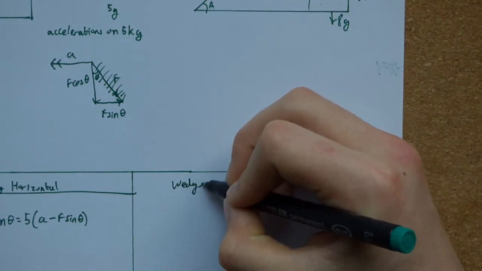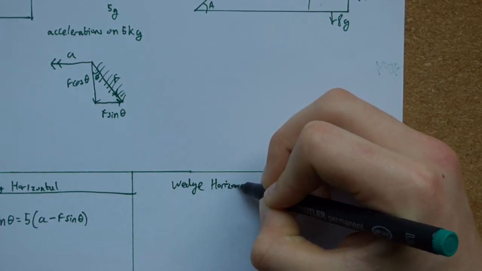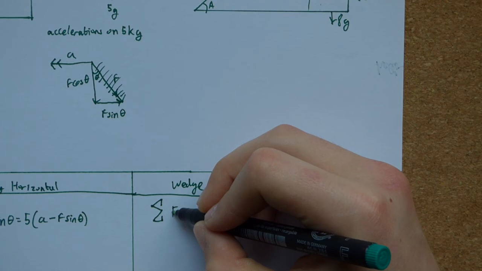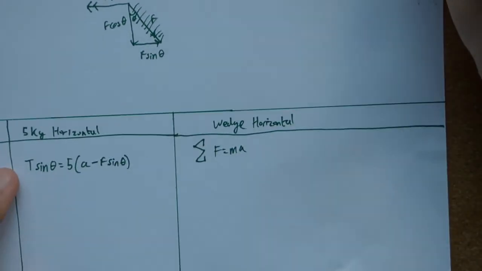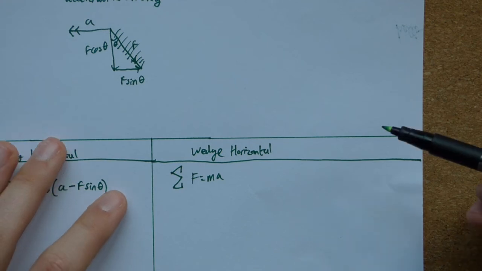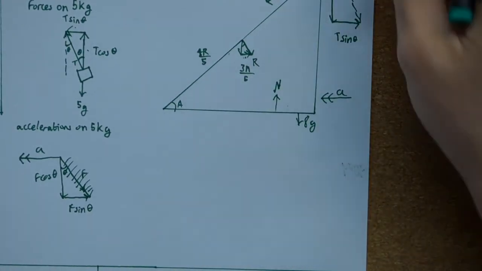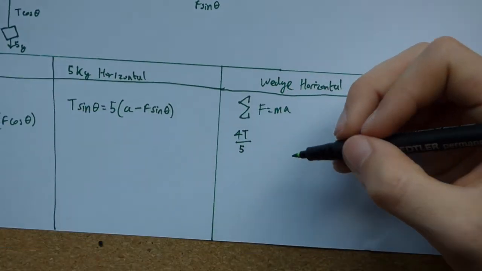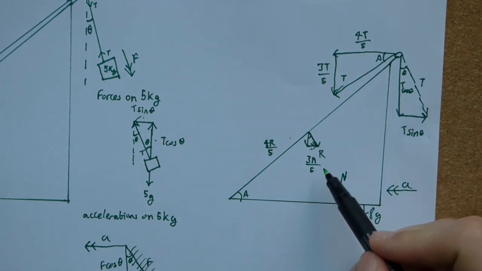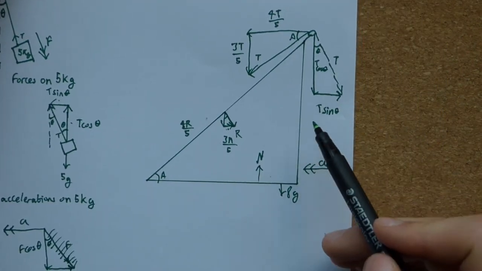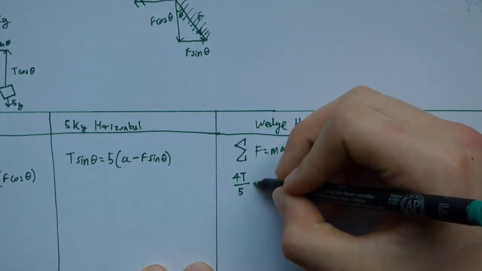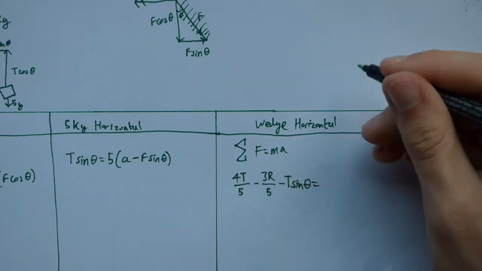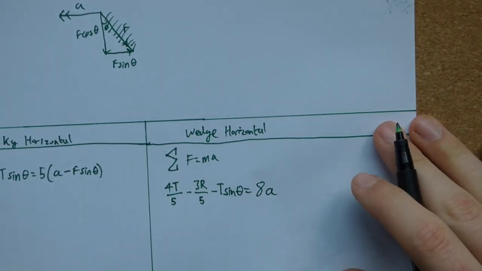So the force equation for the wedge in the horizontal direction is the same process as we have done thus far. So you've got sum of forces is equal to ma. So everything moving in the same direction as your acceleration is positive, everything moving opposite that is negative. So the only force that we have pulling it to the left as the acceleration is 4T over 5. Everything else is negative: we've got 3R over 5, which is going to the right, and T sine theta, which is going to the right. So we've got minus 3R over 5 and minus T sine theta, and that's equal to mass times acceleration, which is equal to 8 times a.